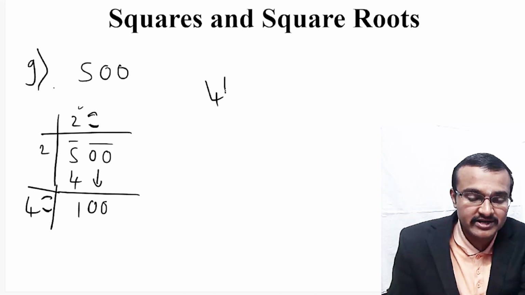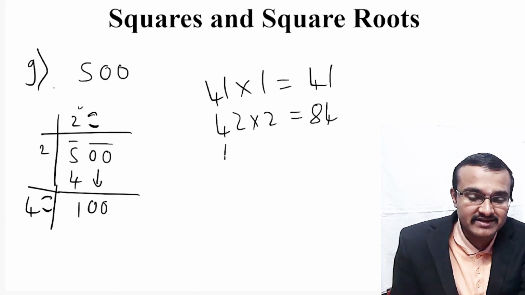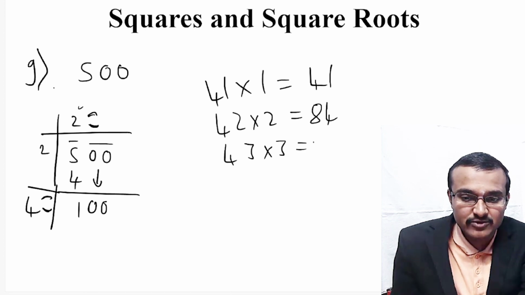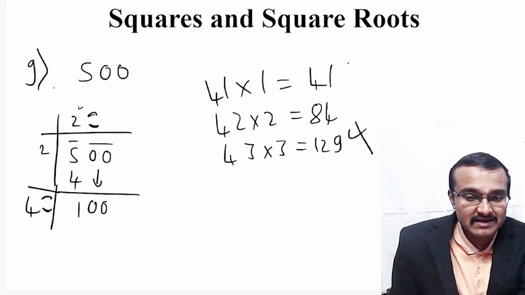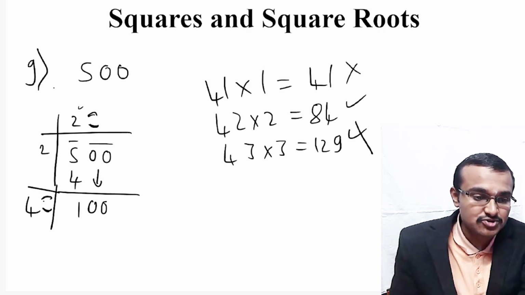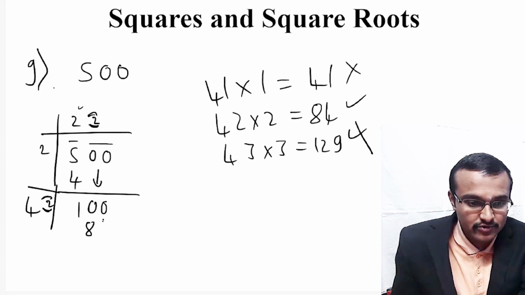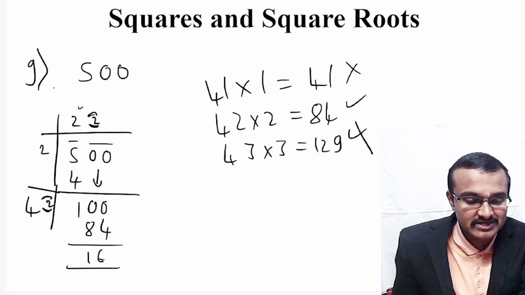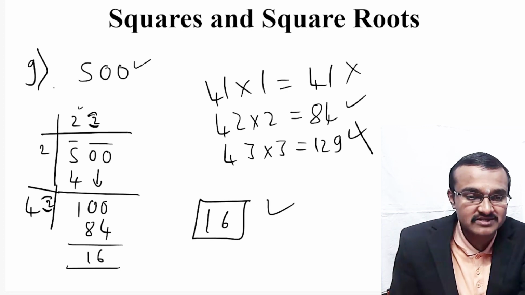So here if you take 1 here, then 41 into 1 will be 41. If you take 2, then 42 into 2 will be 84. If you take 3, 43 into 3 will be 129. 129 is more than 100, which you cannot take. 41 is less than 100, but 84 is also there, which is also less than 100, and which is actually nearer to 100. So here you should actually take 2. So 42 into 2 will be 84. That means 16 students will be left out. So 16 students will be left out of this 500.